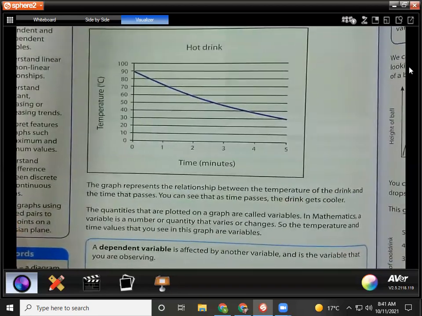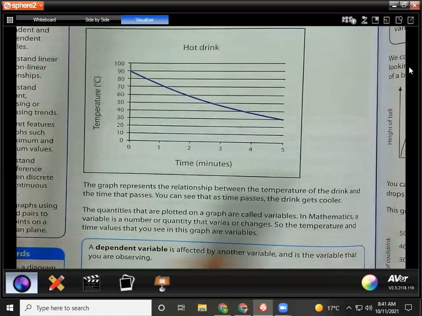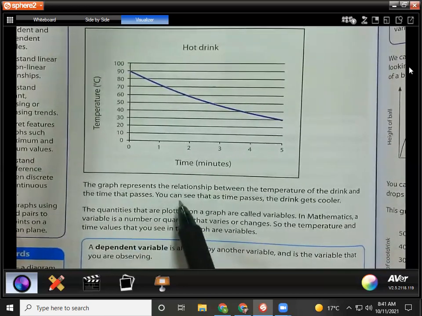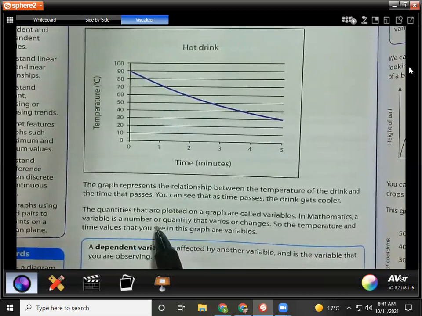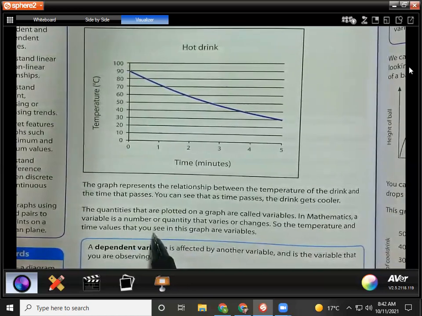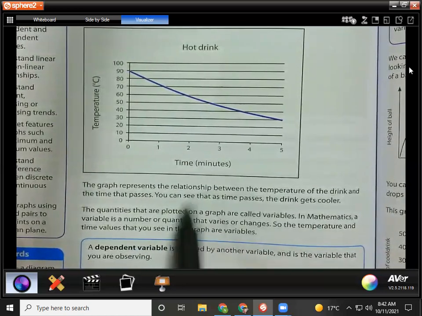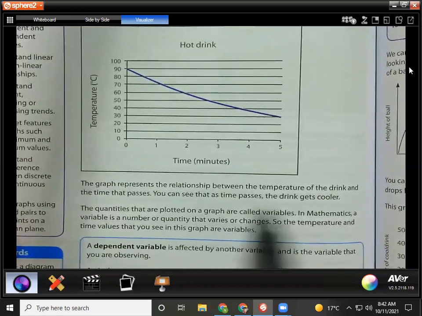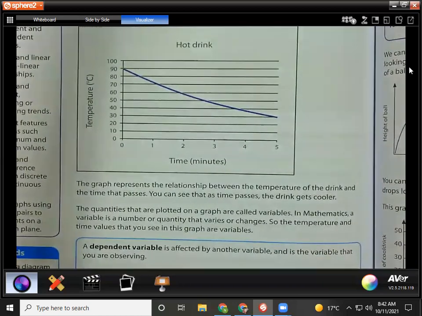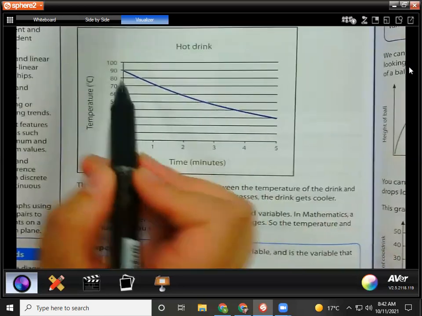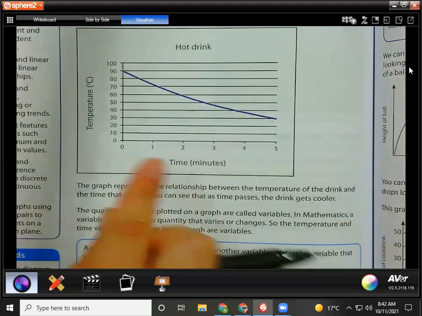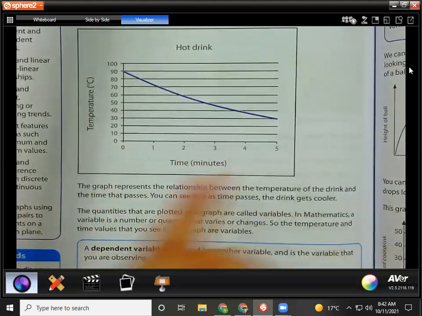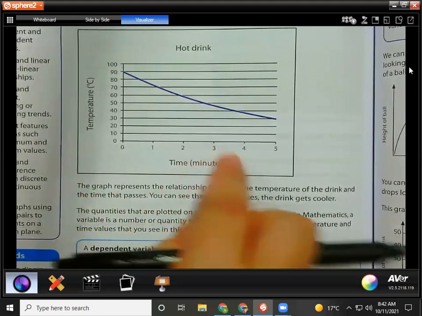They're saying the graph represents the relationship between the temperature of the drink and the time that passes. You can see that as time passes, the drink gets cooler. We've discussed that already. Is that clear to everyone, guys? You can see here, as we're going along the x-axis, this bottom axis, the time is passing because we're going from 0 minutes to 1, 2, 3, 4, 5.